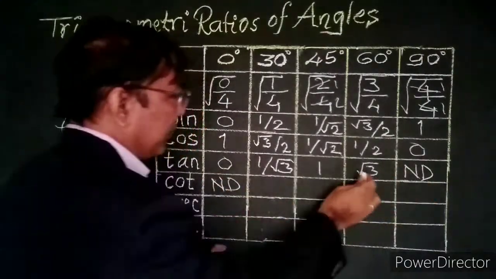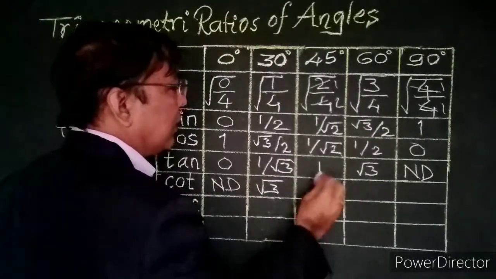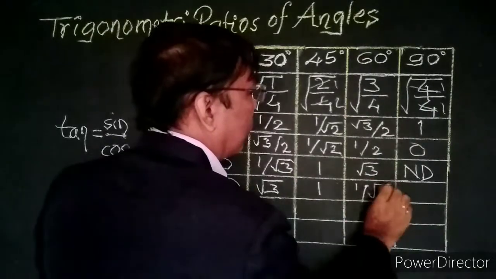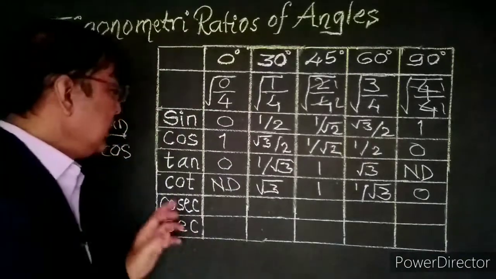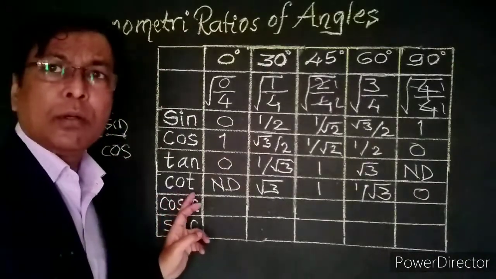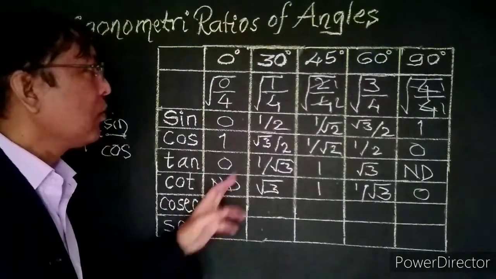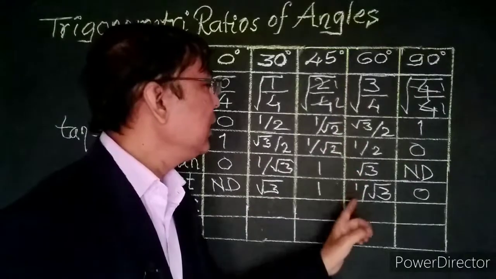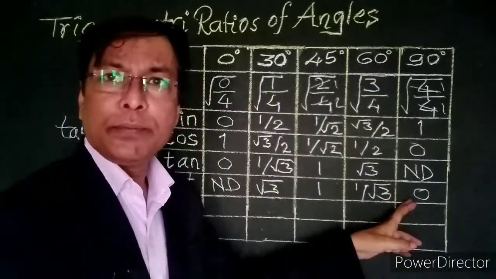Not definable, then root 3, then 1, then 1 upon root 3, then 0. These are the values for cot. Cot 0 means not definable, cot 30 degree is root 3, cot 45 degree is 1, cot 60 degree is 1 upon root 3, and cot 90 degree means 0.